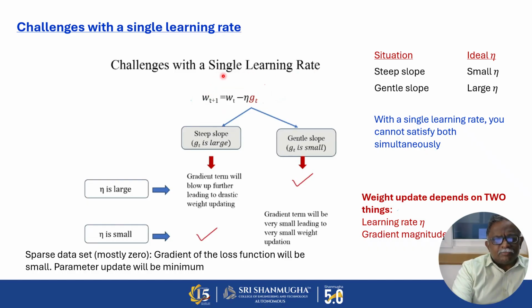So instead of a single learning rate, people have started to work on adaptive learning rate. Okay. So with a single learning rate, you can't satisfy both the conditions.